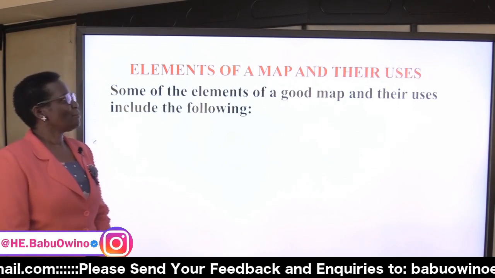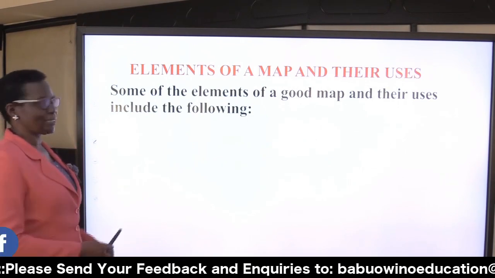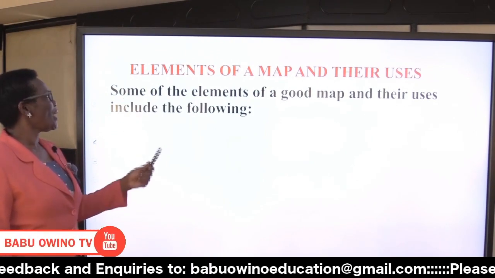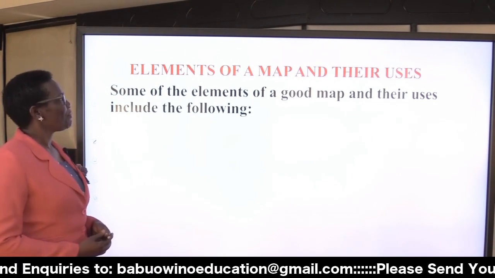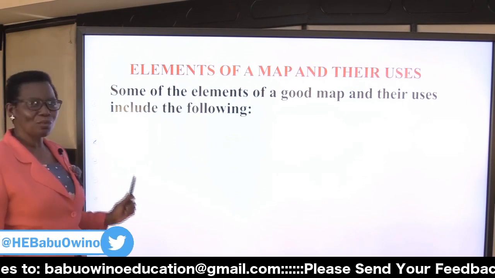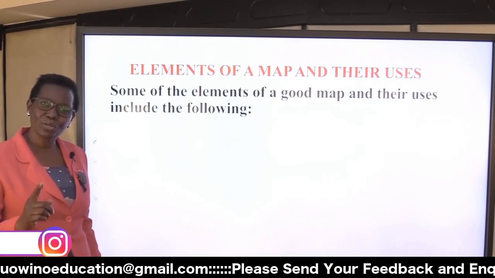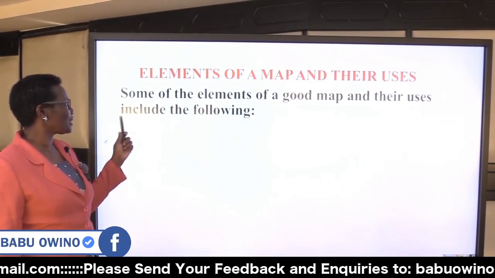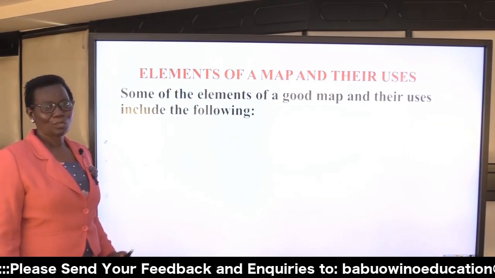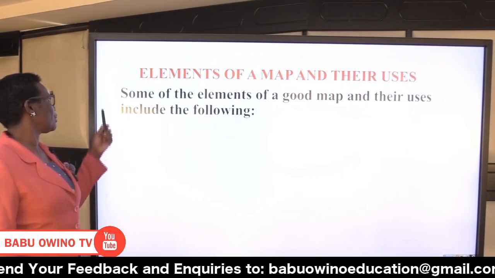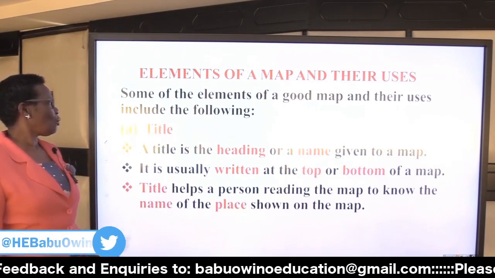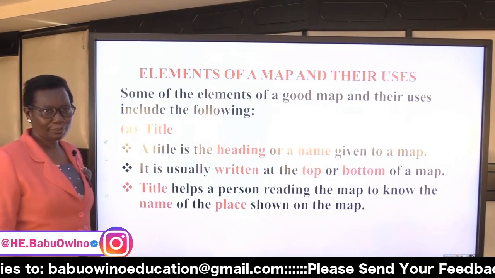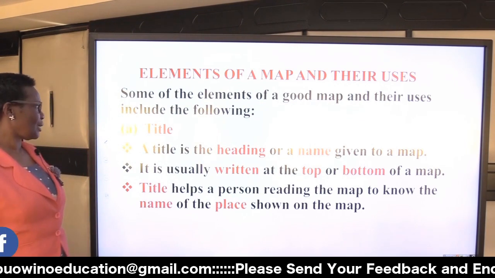Now, let's look at the elements of a map and their uses. Why do we talk about elements of a map? How are they used? So some of the elements of a good map and their uses include the following. I'll be showing them to you as we move on. One of them is the title. So what is the title?